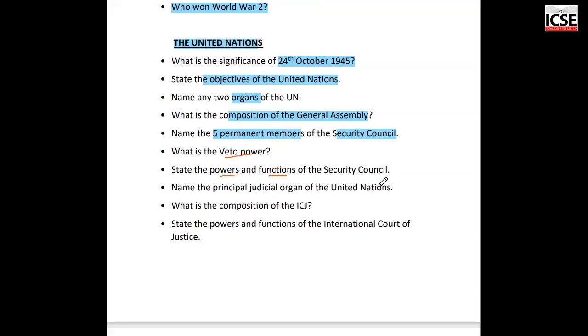Name the principal judicial organ of the United Nations. Judicial organ, so that is the International Court of Justice. What is the composition of the ICJ? There are 15 judges in all, and they each have a 9-year tenure. What are the powers and functions of the International Court of Justice? This is a very important question. If you look in your book, you'll find there is something called voluntary jurisdiction and something called compulsory jurisdiction. Apart from that, there is a heading called codification of law. That is also a power of the International Court of Justice. So you can study that.